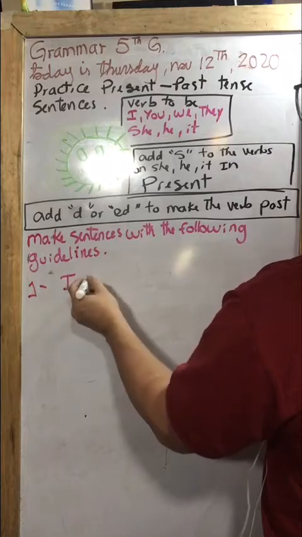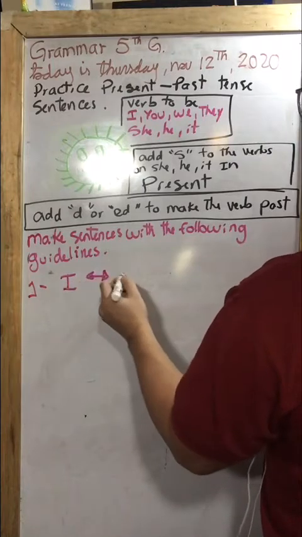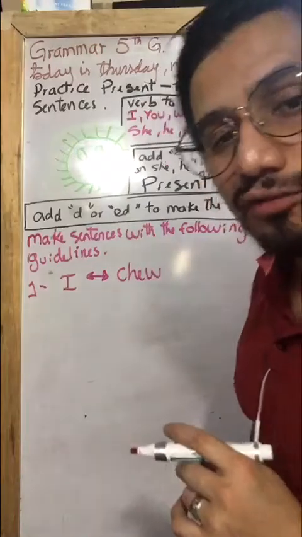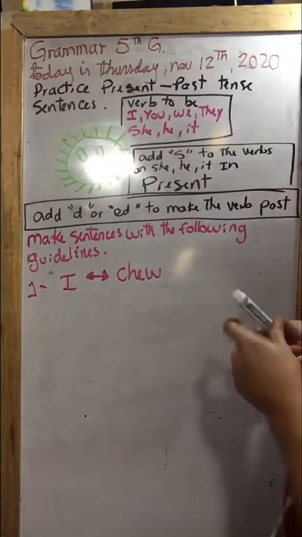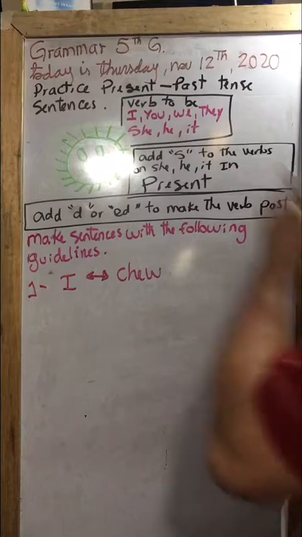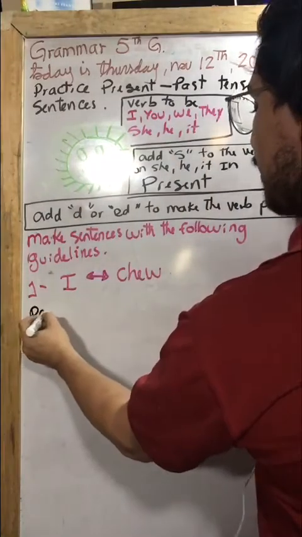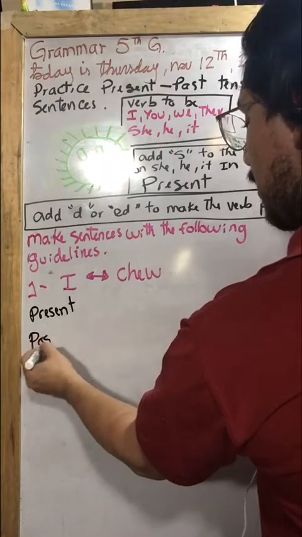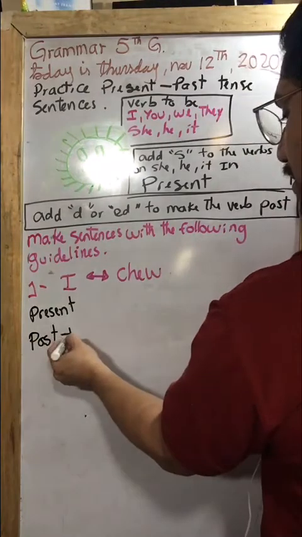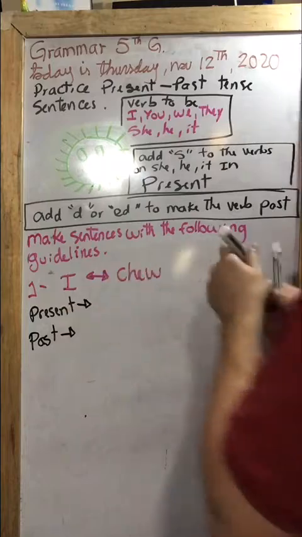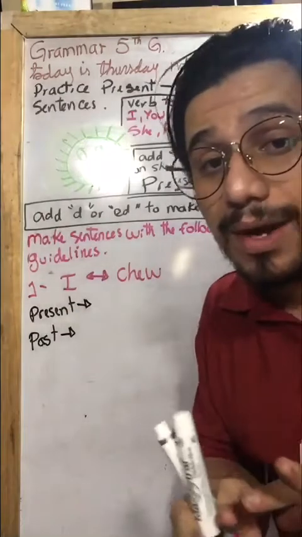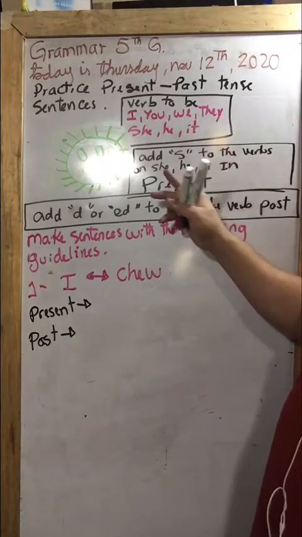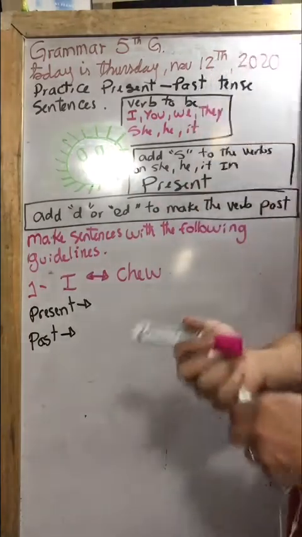For I and you, remember, we are going to make both. We are going to make present and past. So you make your sentence in present and past. I'm going to give you one example, and that's the only example that I'm going to give you for this. One example for she, he, and it, and then you're on your own, okay?